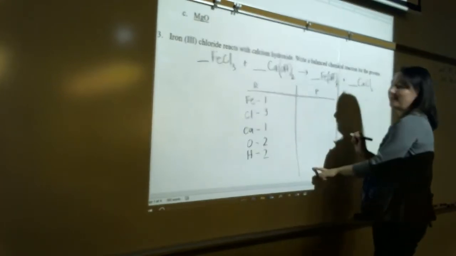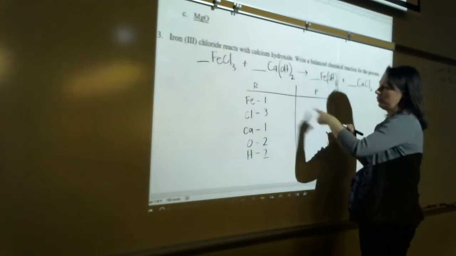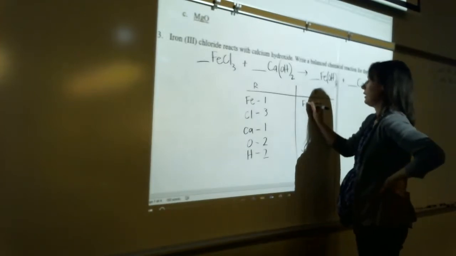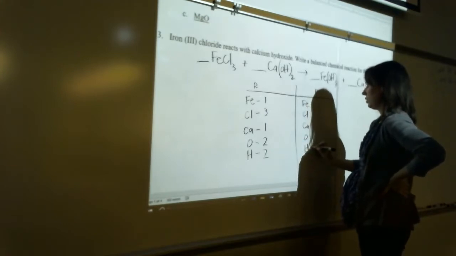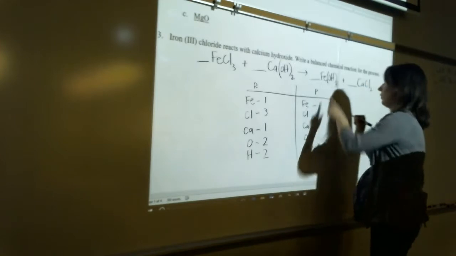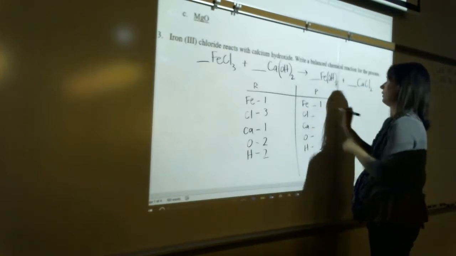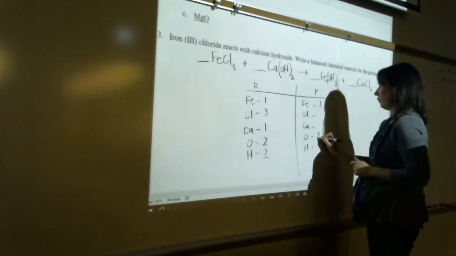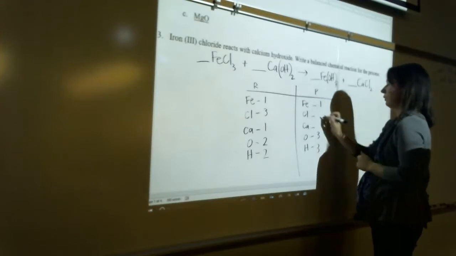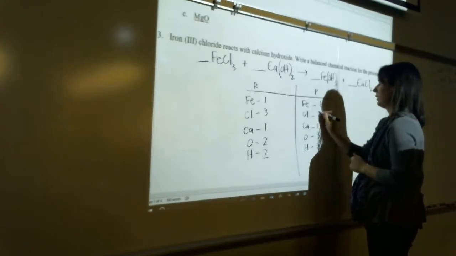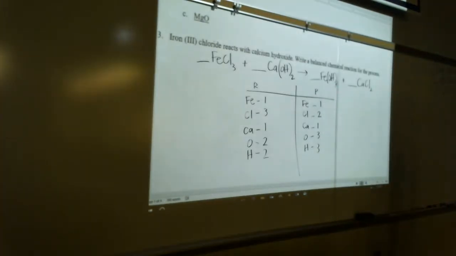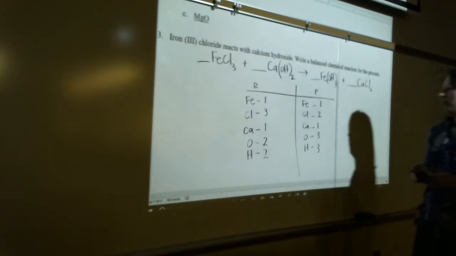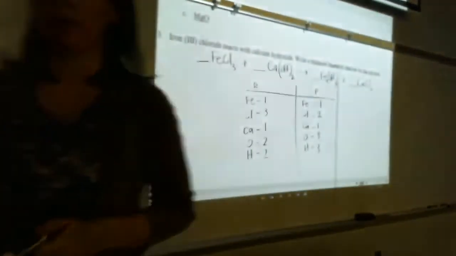Now we're going to write everything in the same order over here, right? So that we can read straight across. So Fe, Cl, Ca, O, and H. So iron on the product side, we've got 1. O's and H's, we have 3. Ca, we've got 1. And Cl, we've got 2. Okay, so you can start wherever you want. It really doesn't make a difference where you begin, okay? Because you're going to end up doing the same thing regardless.